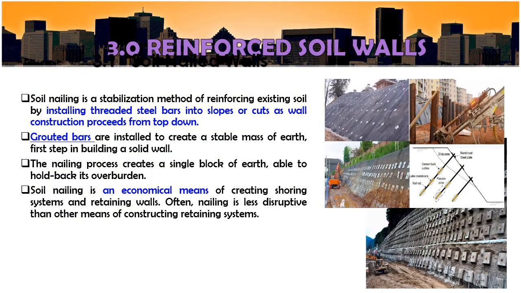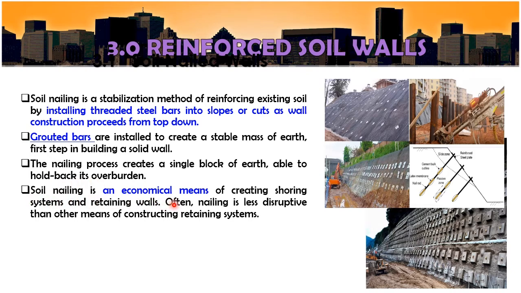Soil nailing is a stabilization method of reinforcing existing soil by installing threaded steel bars into slopes or cut as wall construction proceeds from top down. Jadi dari atas ke bawah. Grouted bars are installed to create a stable mass of earth. It is the first step in building a solid wall. The nailing process creates a single block of earth able to hold back its overburden.